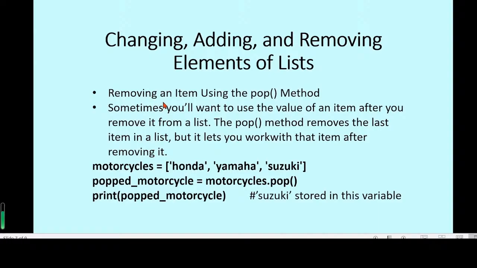You can use the pop method to remove an item. Sometimes you will want to use the value of an item after you have removed it from a list. So the pop method removes the last item in a list, but it lets you work with that item after removing it. So this is a list with 3 motorcycles. We can use the pop method to remove the last one of this list, then put this removed item in this object, so we can print this object later.